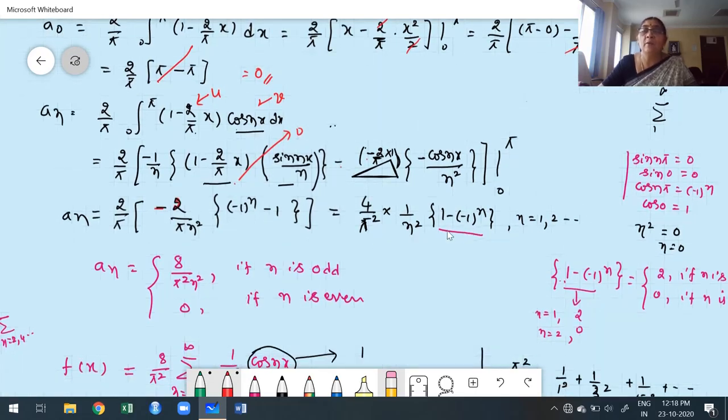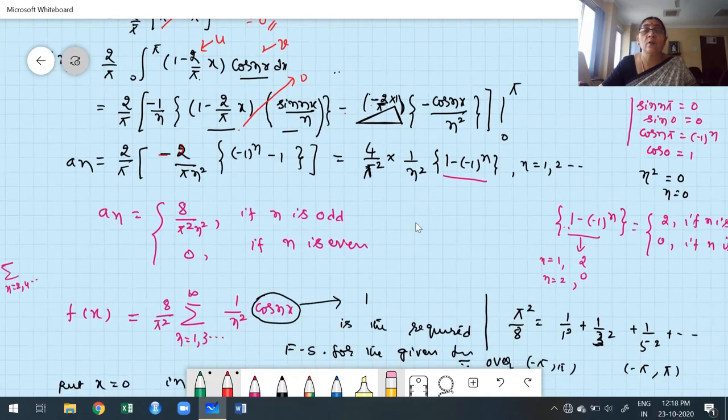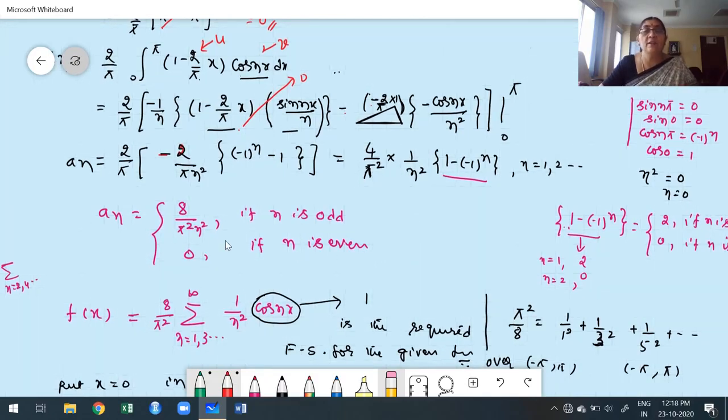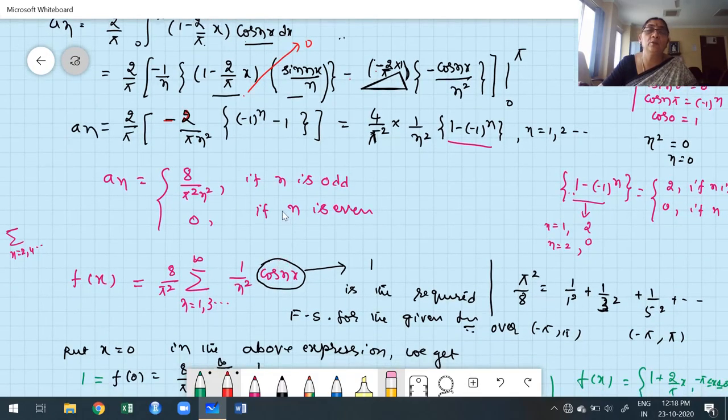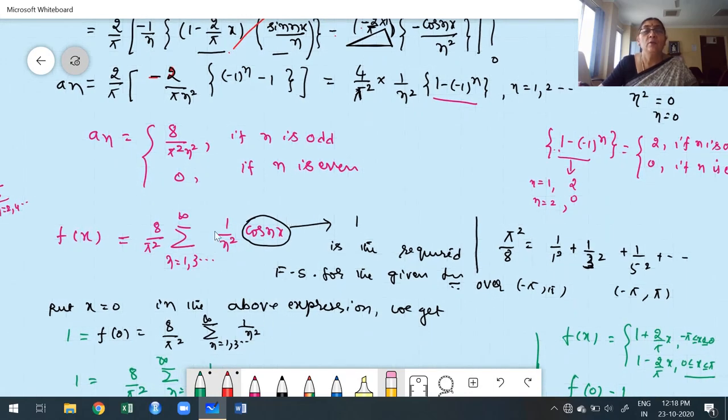I told you in the flower bracket one of the terms is 1, one of the terms is minus 1 to the power of n. In such cases, take carefully. Even cases, odd cases, one is 0. In the other case we get a common value. That's why here, in the odd case we get 2, even cases are 0. Now you compare this to the required result. In the required result only 1 by 1 square, 1 by 3 square, 1 by 5 square are required. I don't want cos nx.